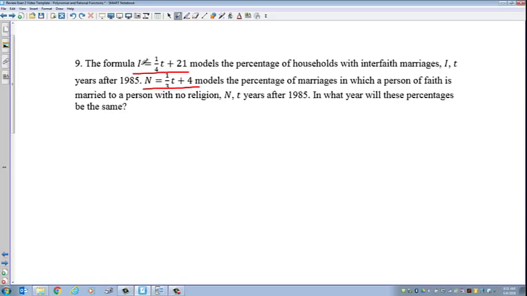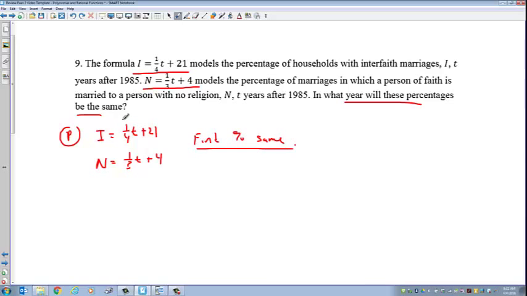So these are interfaith marriages. This percentage of interfaith is a percentage of basically faith and no faith marriages. In what year will these percentages be the same? So that's sort of our picture. All right, so you have one formula, 1/4 t plus 21, and then you have, those are interfaith, and then you have one with basically no faith, and one of faith, and you want to find percentages same.